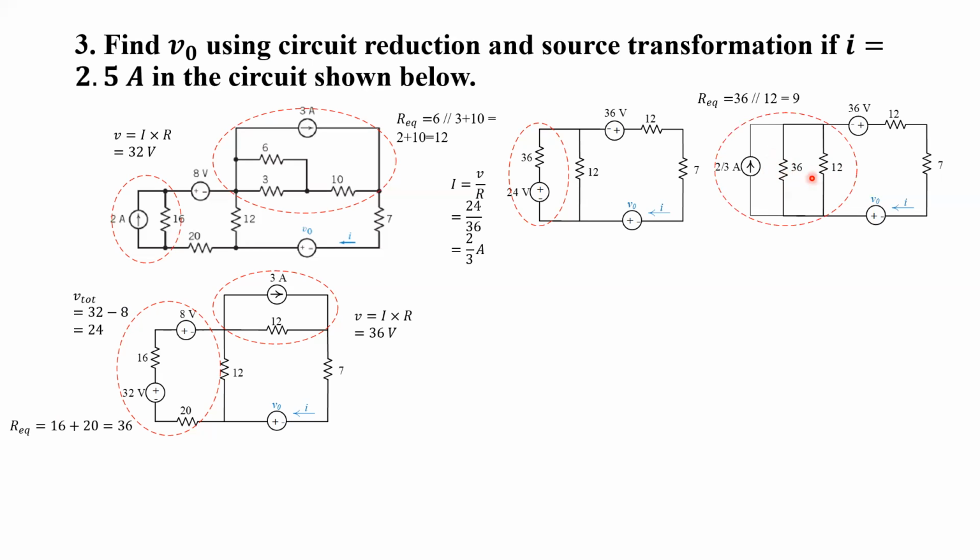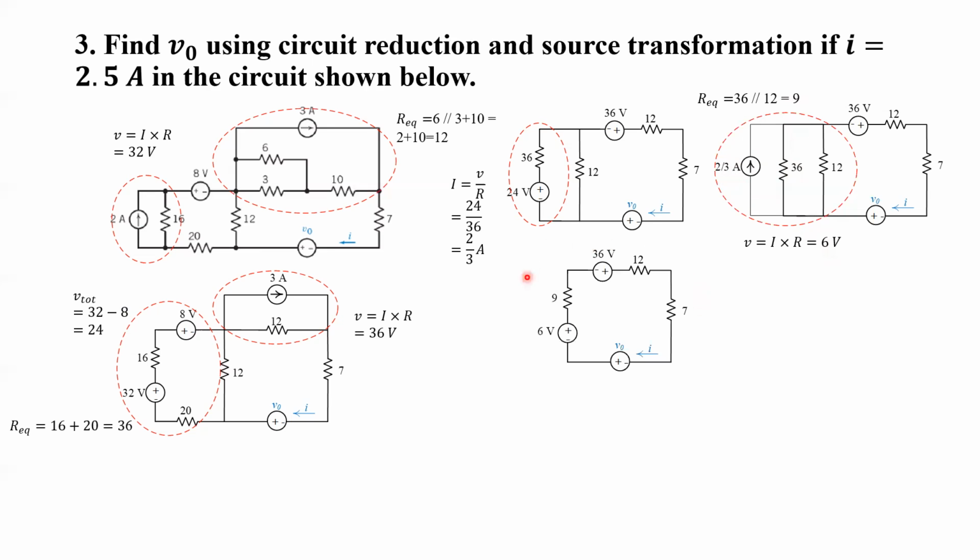Now the parallel combination of 36 and 12 will result in 9, and the resulting equivalent resistor and current source are in parallel. We can convert it into voltage source with series resistor. Why? Because finally, if we convert this into series components, then we'll get a simple circuit, right? So V equals IR, I equals 2 by 3, and R equals 9. So 2 by 3 times 9 will give 6.